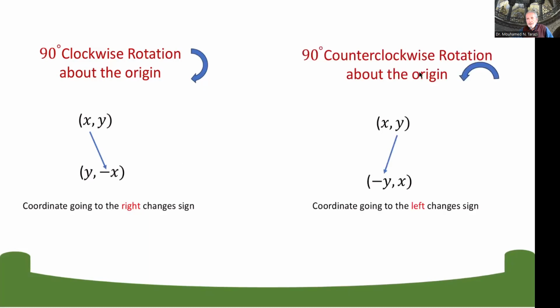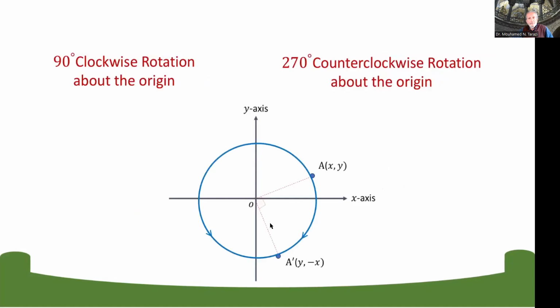Now, counterclockwise, you're going to the left. Again, x and y are going to be exchanged, but one of them is going to change the sign, the one that is going to the left. This way, you will not forget how to apply this.